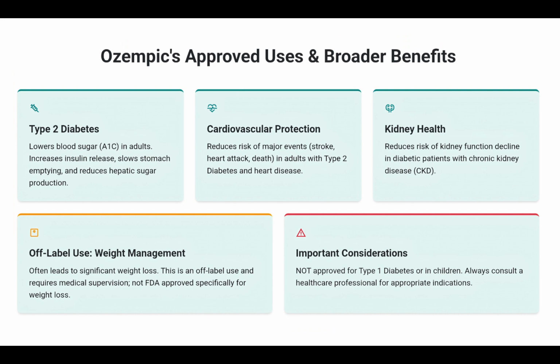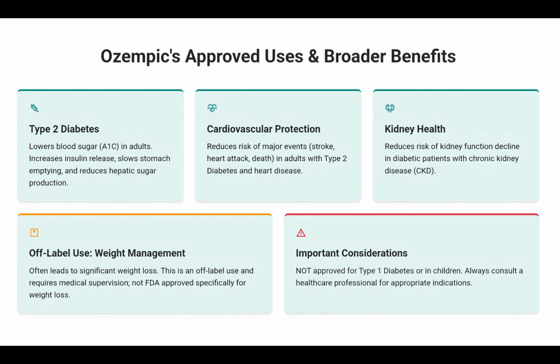Third, kidney health. Emerging evidence and regulatory approval support its role in reducing the risk of kidney function decline in diabetic patients with chronic kidney disease. This is of particular clinical relevance given that diabetic nephropathy remains a leading cause of end-stage renal disease. Fourth, off-label use for weight management. This is where Ozempic has gained enormous public and clinical attention.